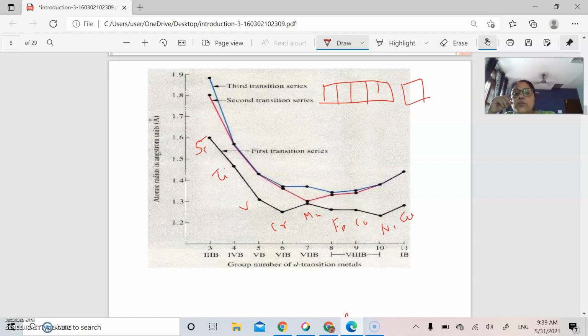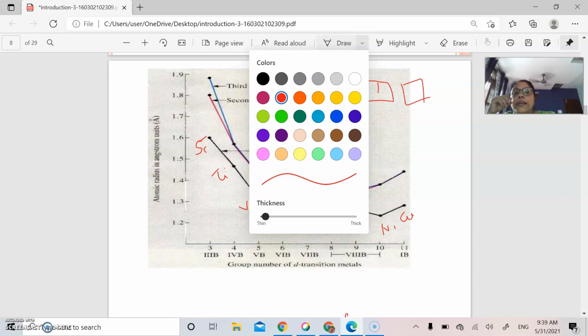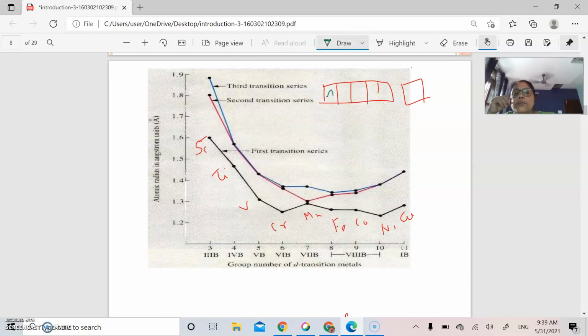Then we have the 4s orbital. So for chromium, each of the d subshells will be filled with a single electron. Okay, so this is the electronic configuration for chromium. But as soon as you go to manganese, the 4s orbital of manganese will be doubly filled.